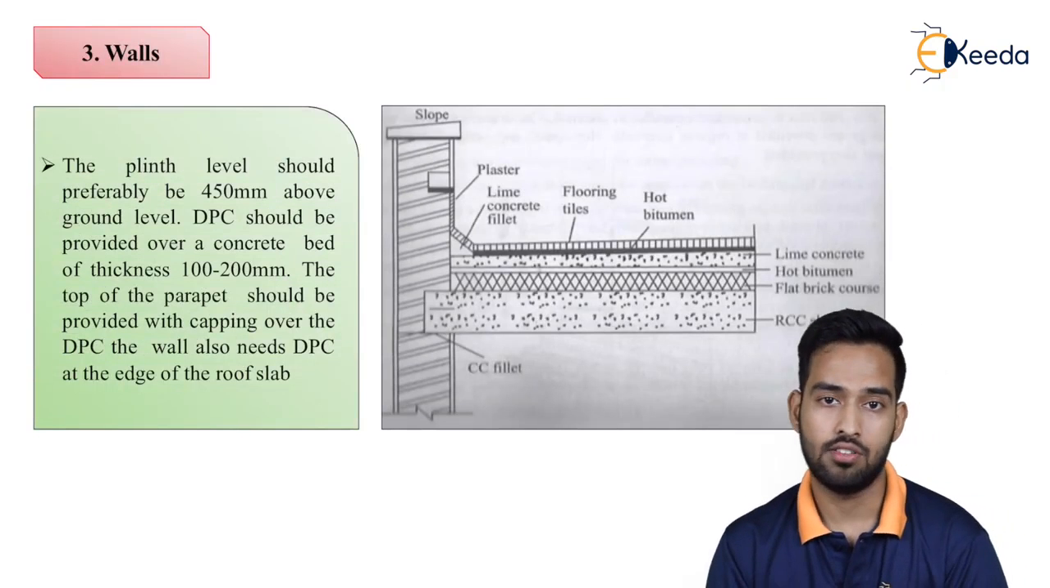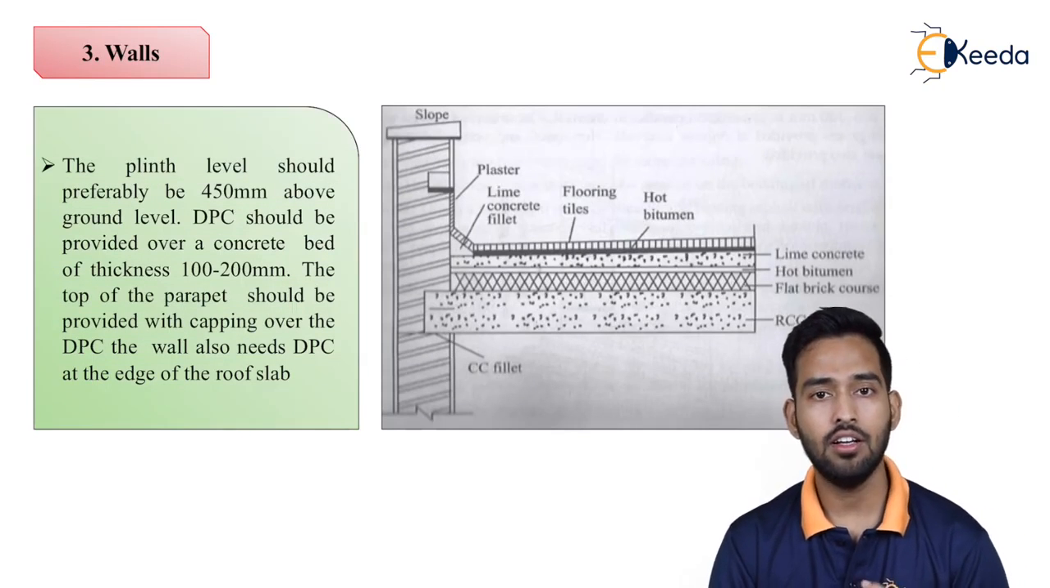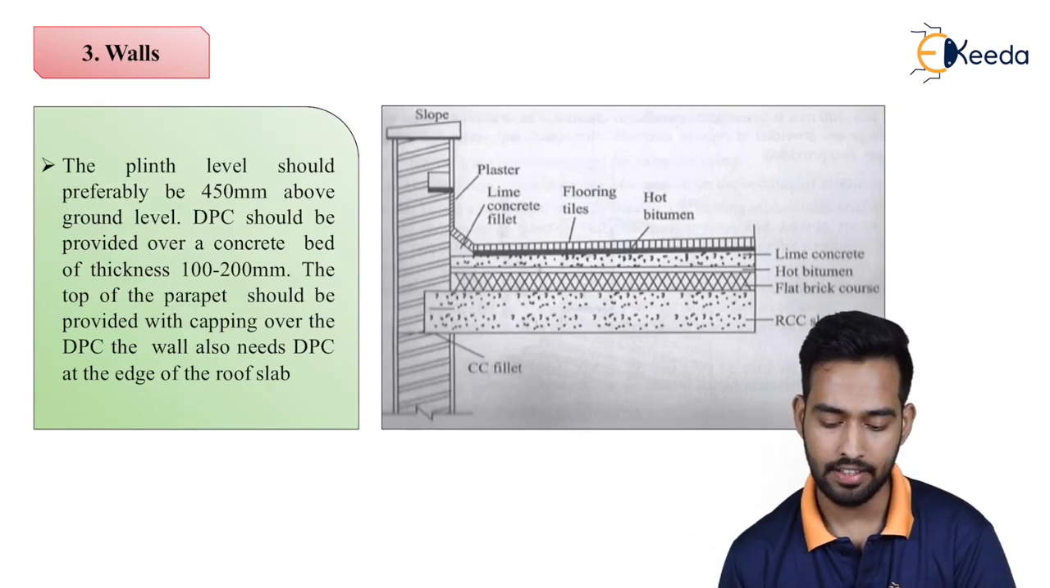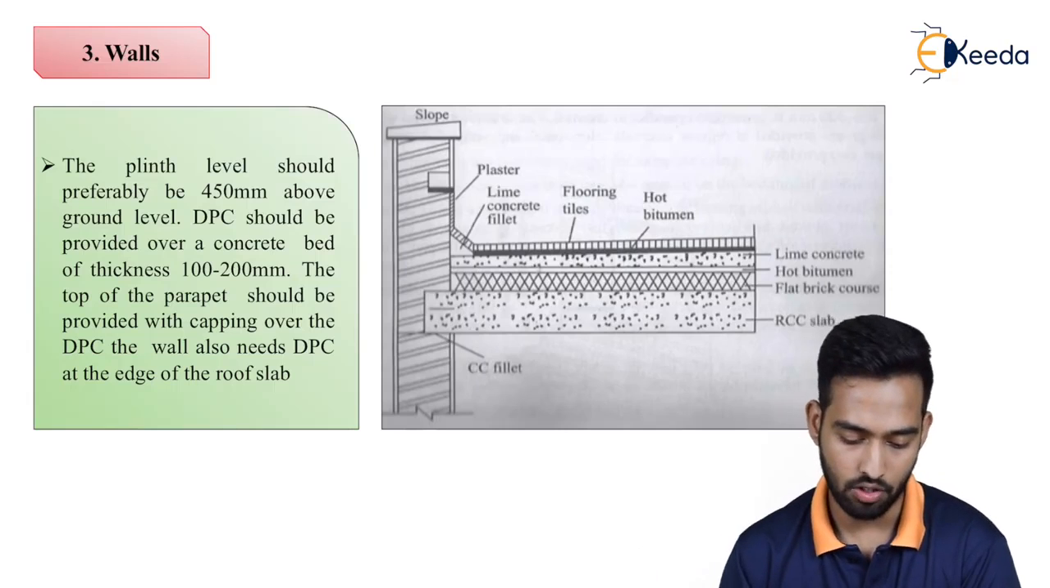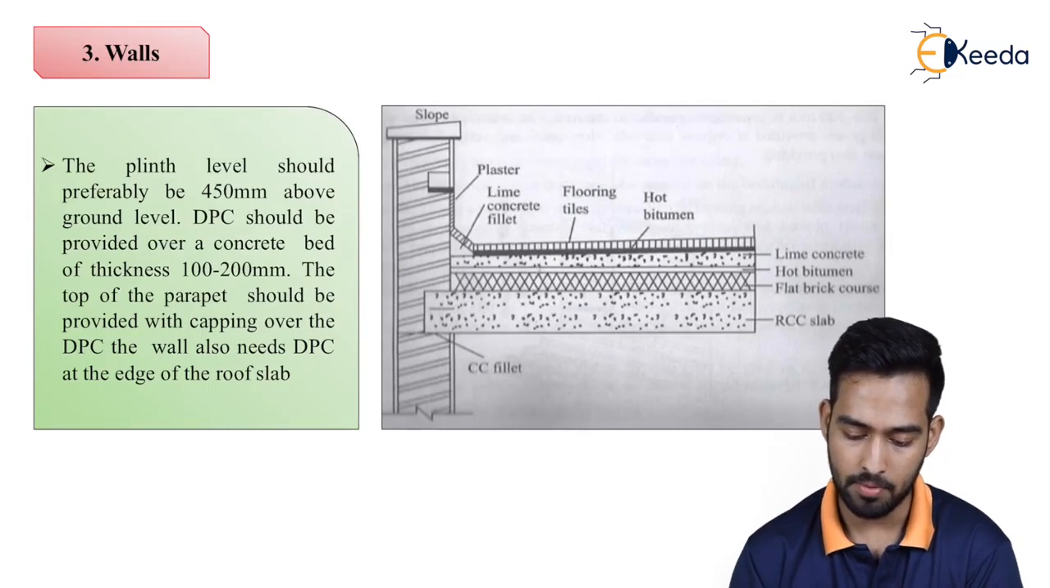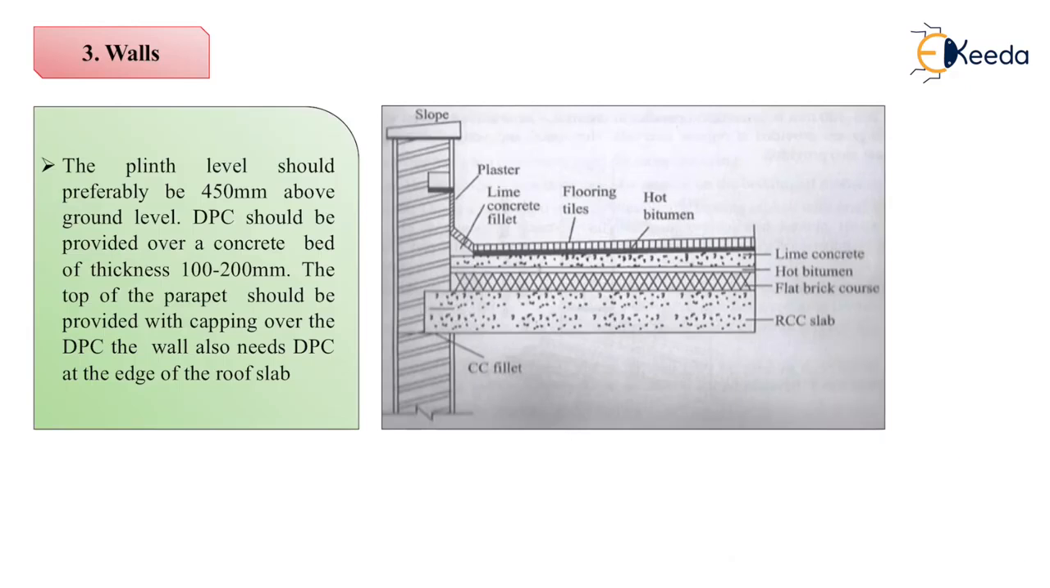Now next is your walls. Generally from the wall, through capillary rise, or from the external wall, rainwater will enter and dampen your internal walls. So the plinth level should preferably be 450 mm. This is your plinth level. The total level of plinth should be what? 450 mm above the ground level.